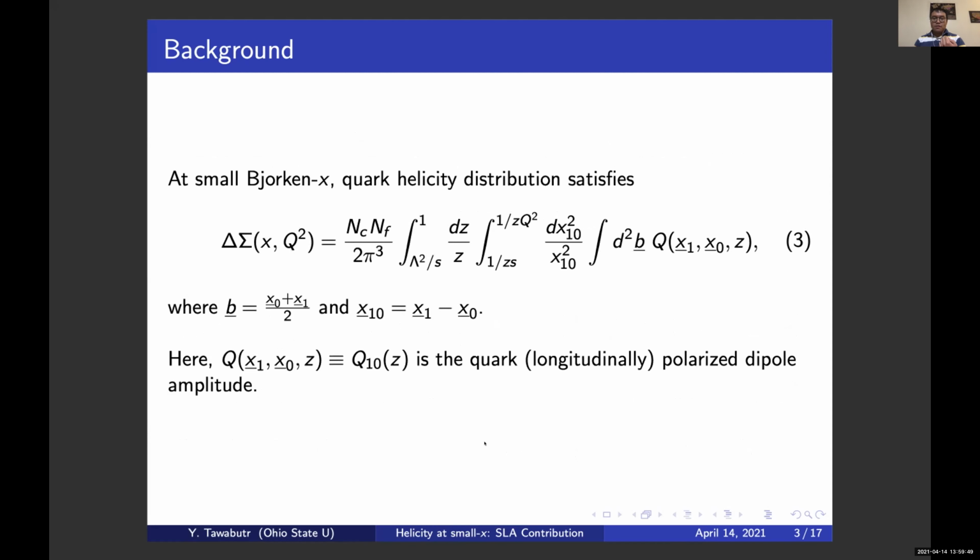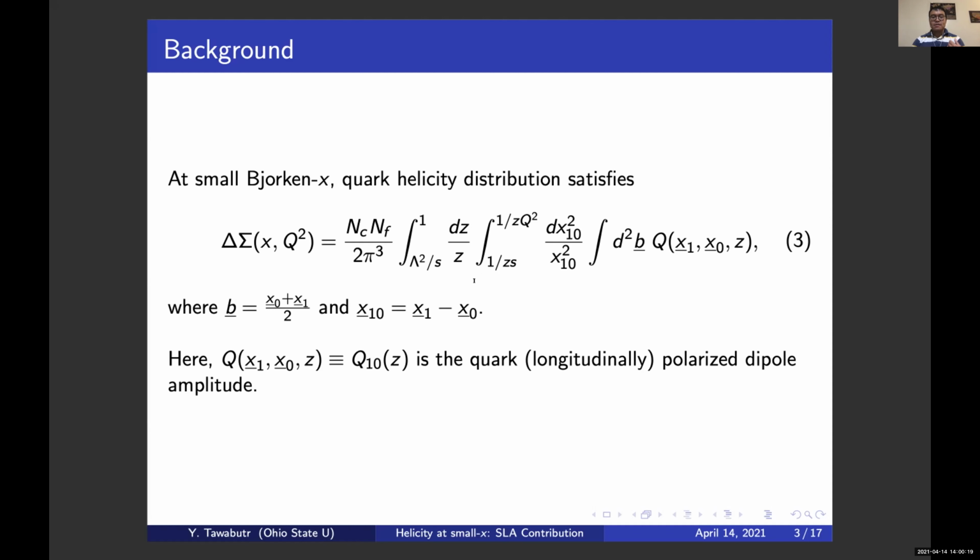To do so, we realized this relation at small Bjorken x: the quark helicity distribution satisfies an integral of a quantity Q, which is called the quark longitudinally polarized dipole amplitude. It depends on two transverse positions, x1 and x0, and a longitudinal momentum fraction z. I will explain what this means physically later.